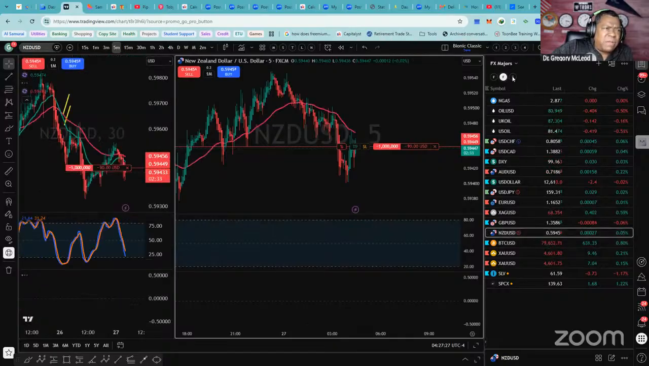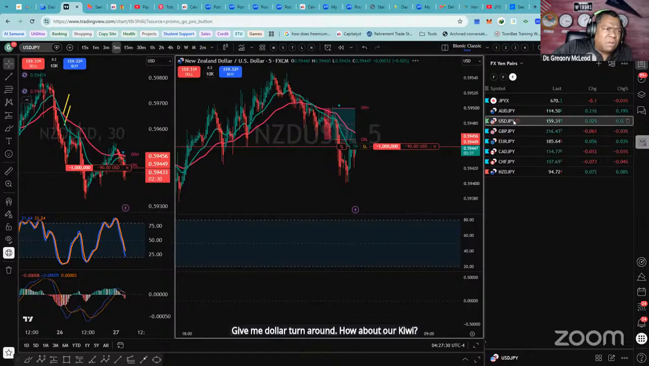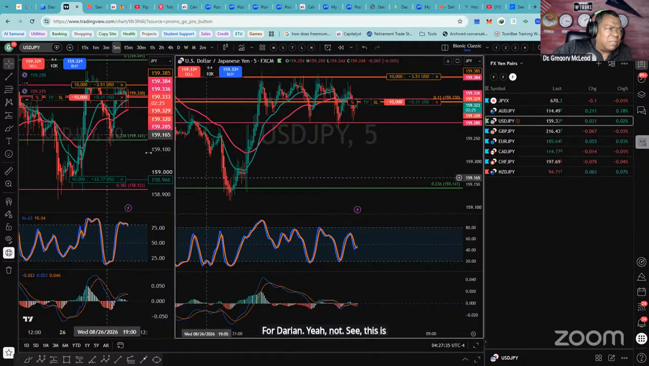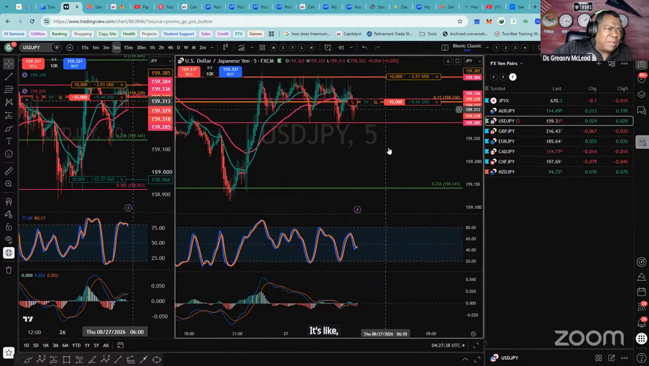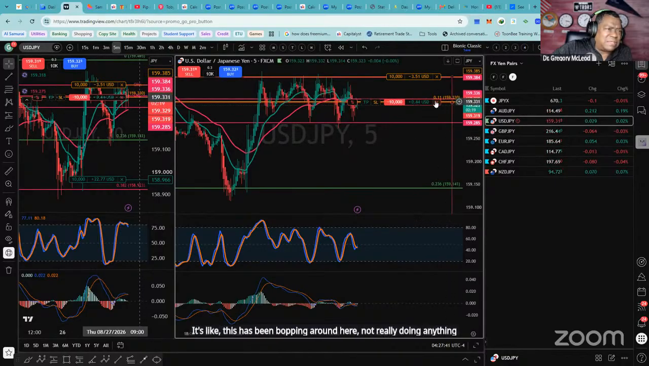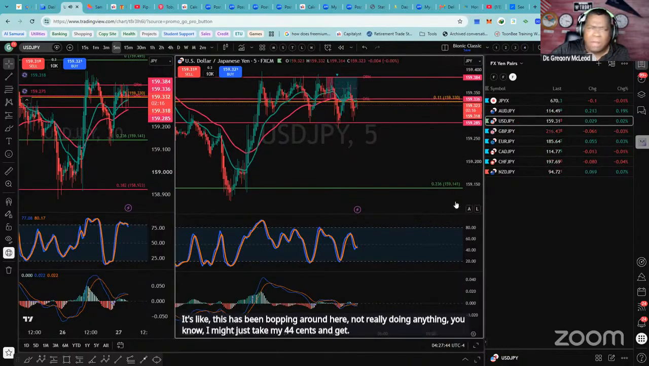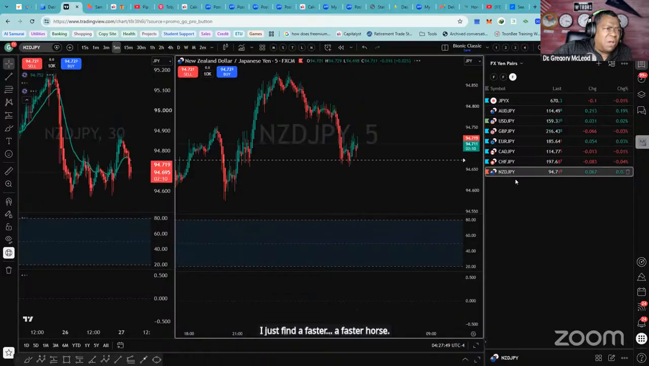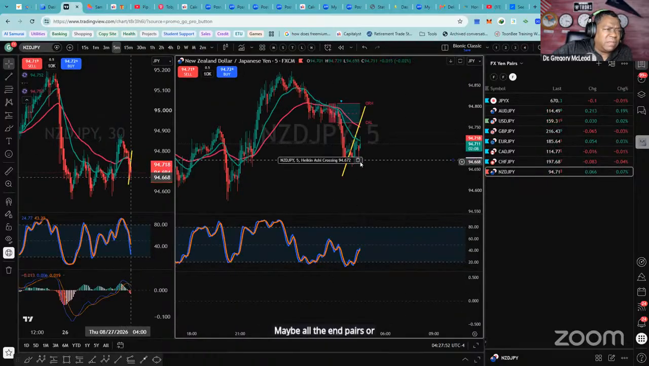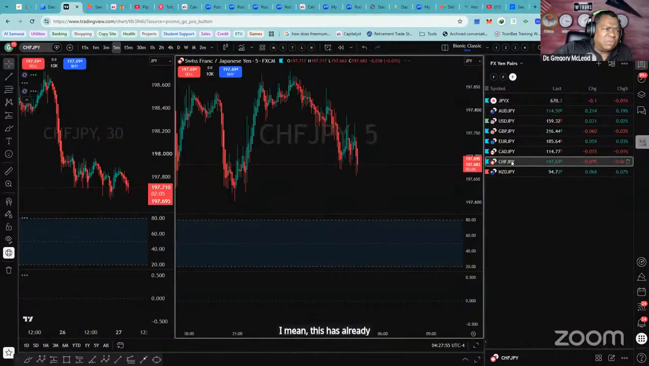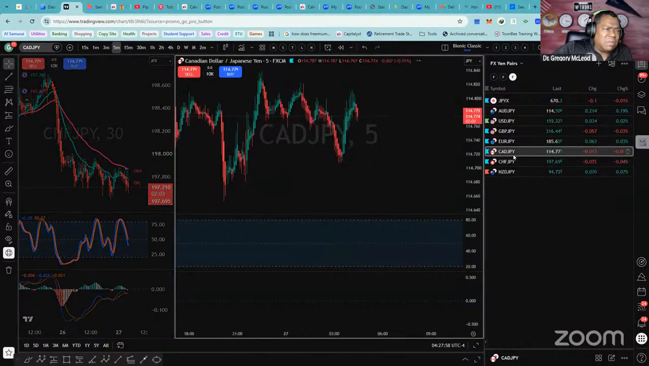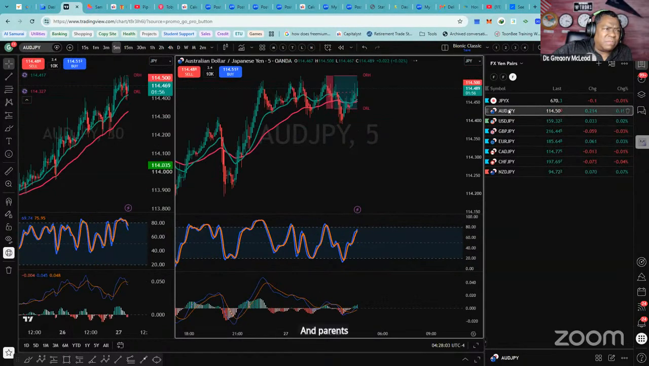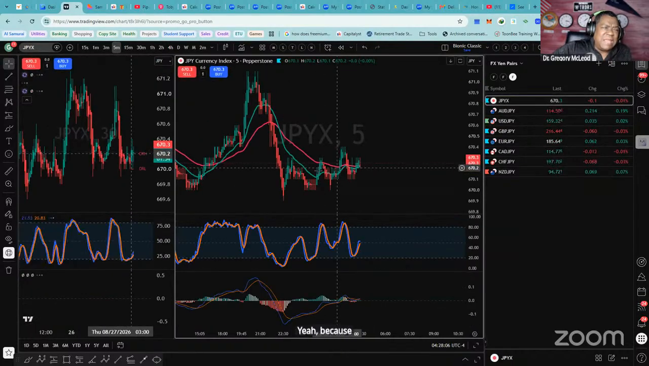Kiwi dollar turnaround. How about our Kiwi or dollar yen? Yeah, not. See, this is slow money here, right? It's like this has been bopping around here, not really doing anything. You know, I might just take my 44 cents and get out, right? And just find a faster horse. Maybe all the yen pairs. I mean, this has already done its move. Nothing's really breaking out. Yen pairs, yeah, because the yen index is not going anywhere.